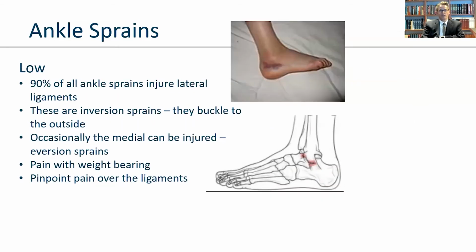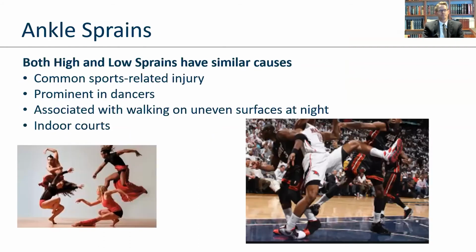The other type is a low ankle sprain. This is 90% of all ankle sprains, which injure the lateral ankle or the lateral ligaments. This is an inversion sprain, or a toppling to the outside. Occasionally, the medial can be injured, but not normally. These are consistent with pain on weight bearing and pinpoint pain. So we touch where those ligaments are, and you have an immediate pain on the outside of your ankle. That's consistent with a low ankle sprain.